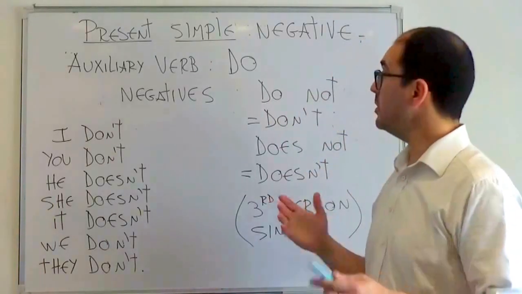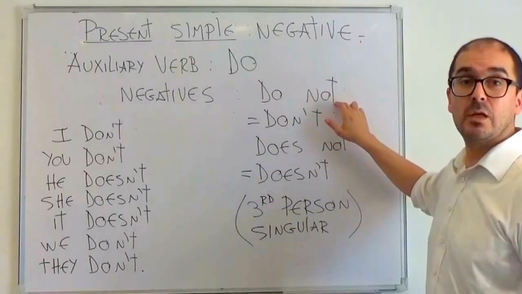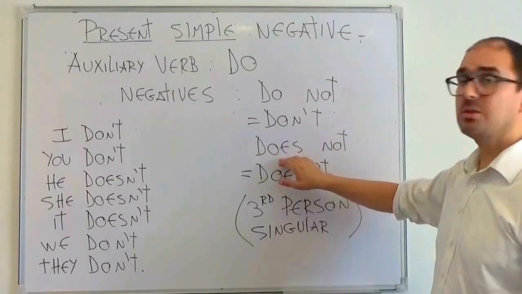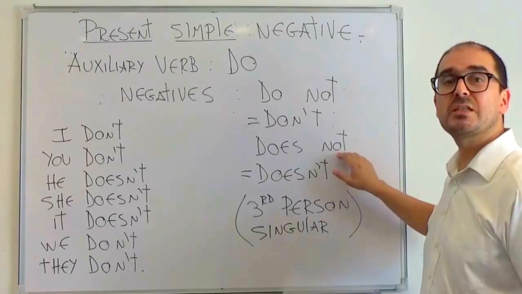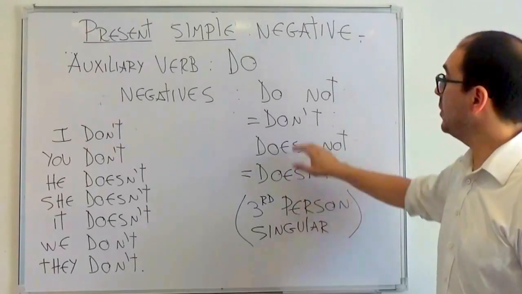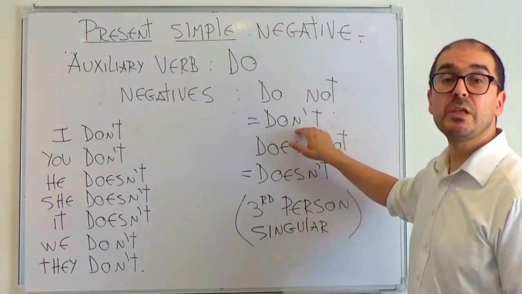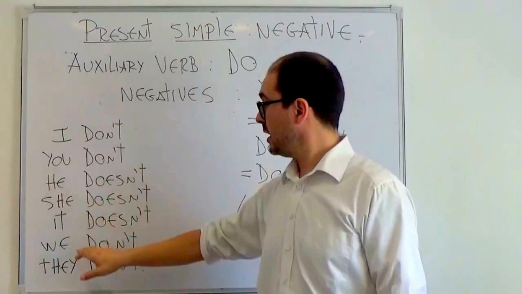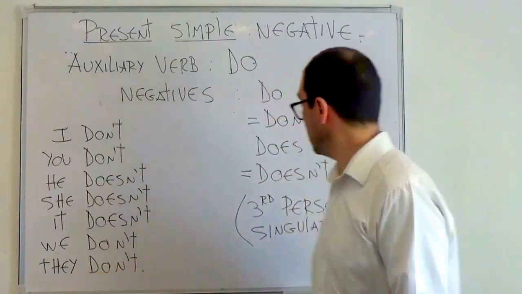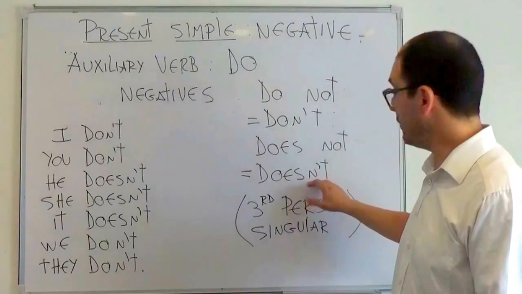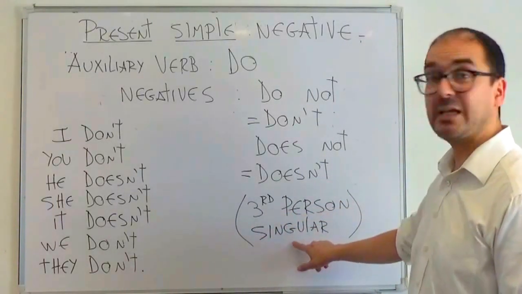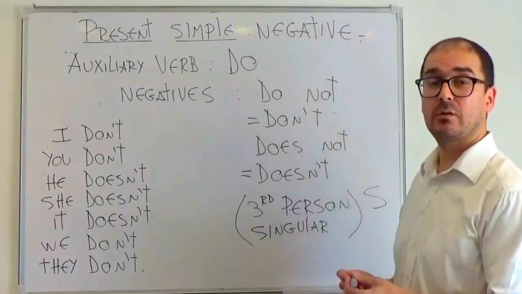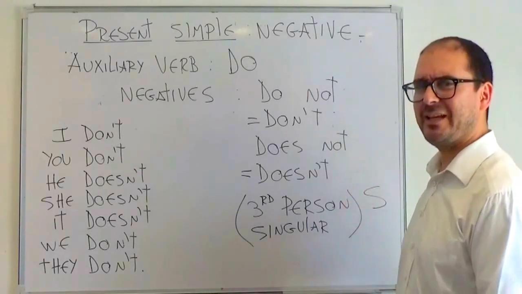So we have two auxiliaries, do not, and from now on we're going to say don't, and does not, which is doesn't. Now, don't is going to be used in the first and second person and with the plurals. Doesn't is only for the third person singular. This has to do with the S we discussed before. Remember? Okay, we will explain it anyway.